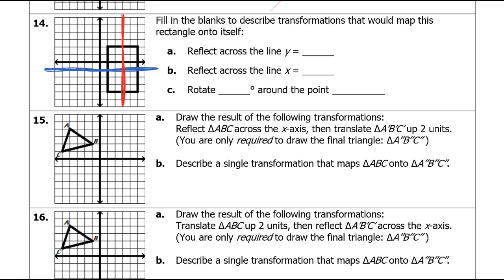My blue line crosses the y-axis at -1, and then it's perpendicular to the y-axis. So my blue line is the line y equals -1. My red line crosses the x-axis at 3, and it's perpendicular to the x-axis. So that's the line x equals 3.